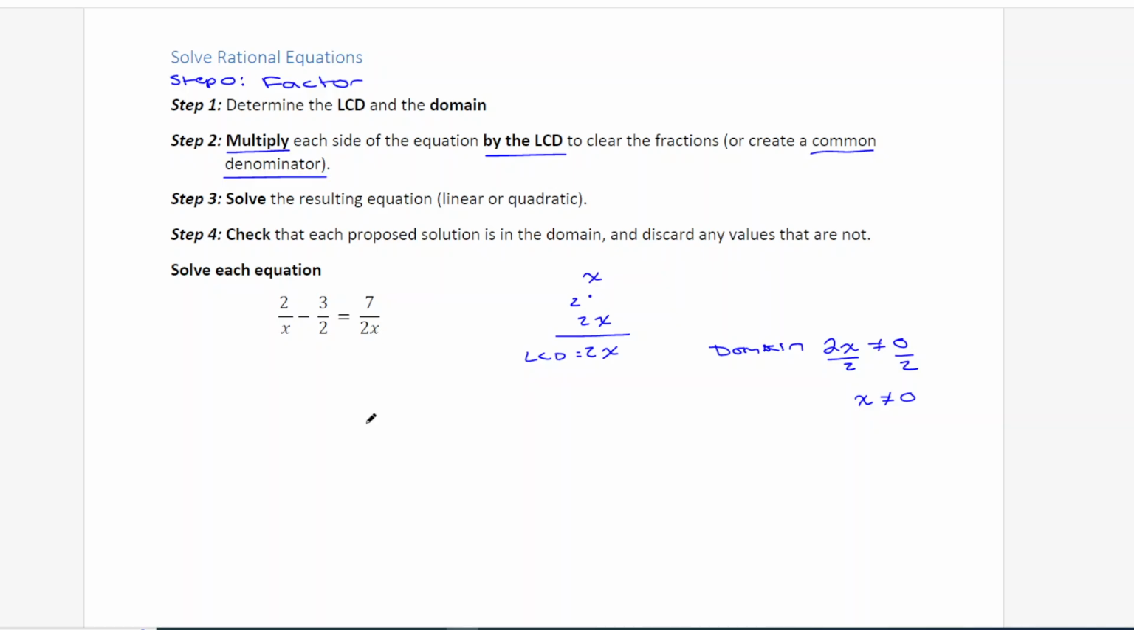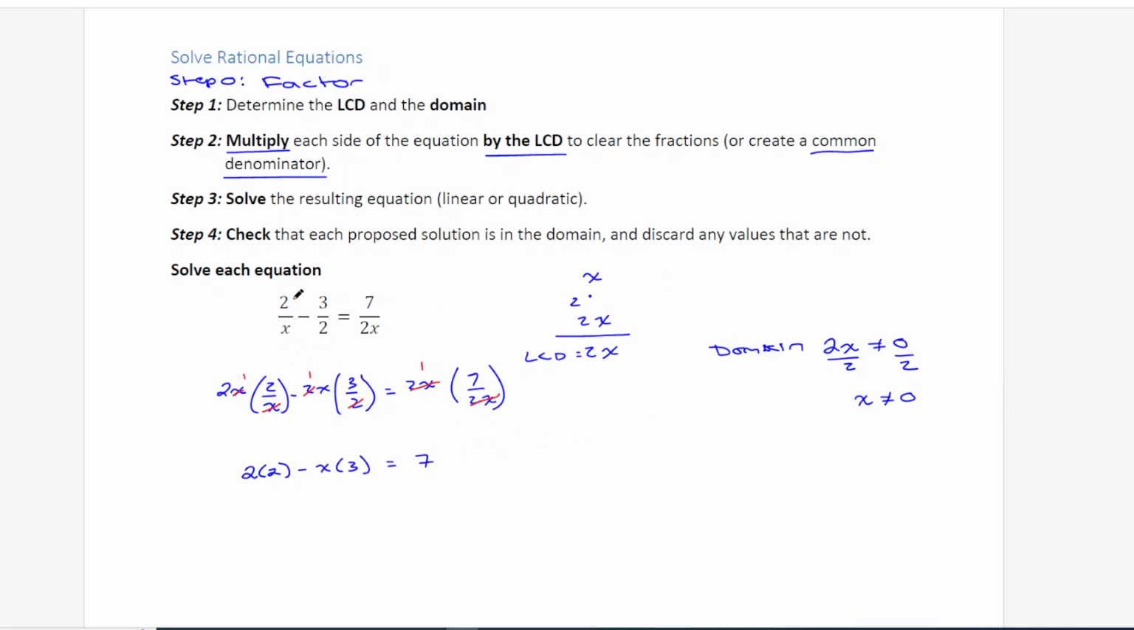My next step is to multiply every single term in the equation by 2x. So I'm going to take that 2x and multiply it by 2 over x, minus 2x multiplied by 3 halves, is equal to 2x times 7 over 2x. The whole point of doing that is to destroy the denominator. x divided by x is 1, 2 divided by 2 is 1, 2x divided by 2x is 1. I'm left with 2 times 2 minus x times 3 is equal to 7, or 1 times 7.